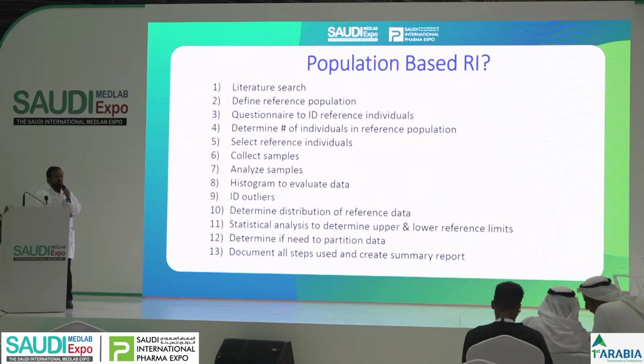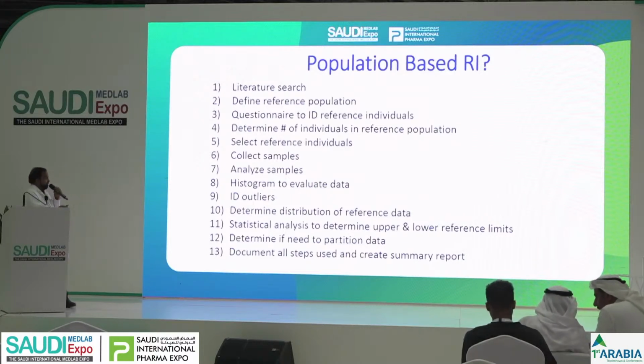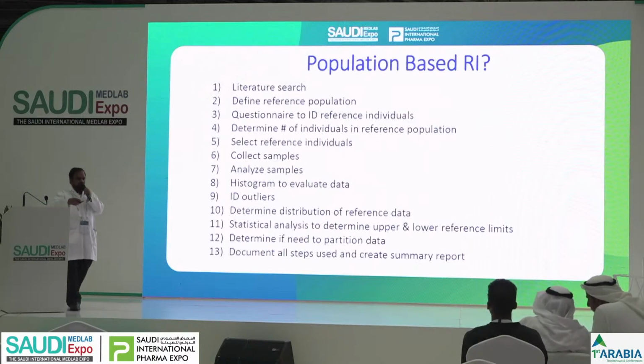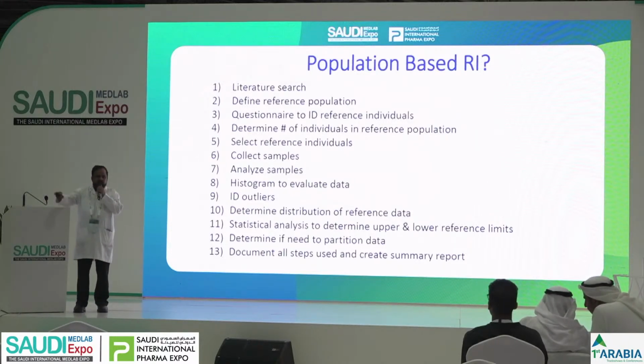This is not an easy job. The most difficult job is to establish the reference interval based on the population. And there are 13 different requirements. You have to go to the literature search, then the reference population, then the questionnaire. You distribute the questionnaire to the normal patients in your blood bank.